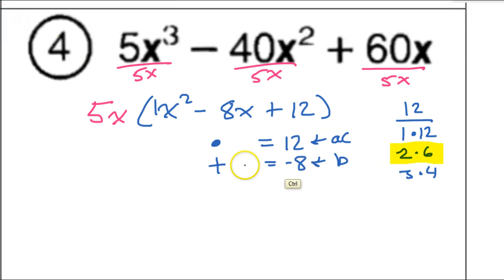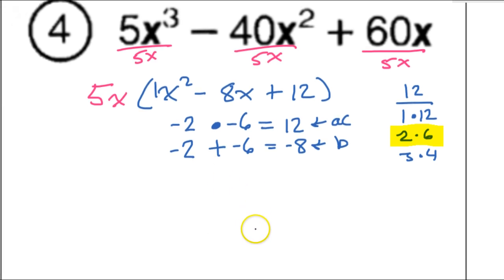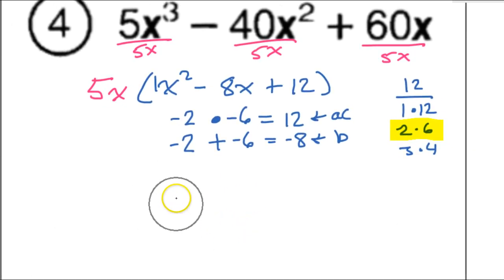Okay, so what do the signs have to be? We would need a negative 2 and a negative 6 to add up to be negative 8. Now, let's see if these numbers work in the product, because we have to use the same numbers. So that would be negative 2 times negative 6, and that is in fact positive 12. So we've done it. All right, next it's time to make the box. So the box will be like this.